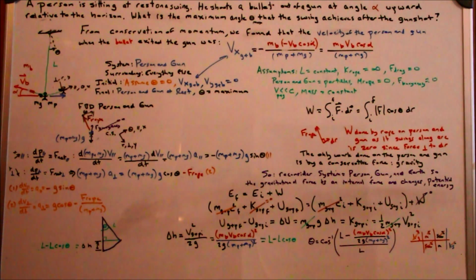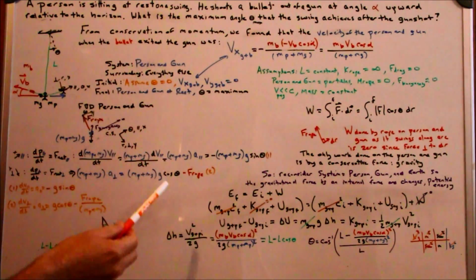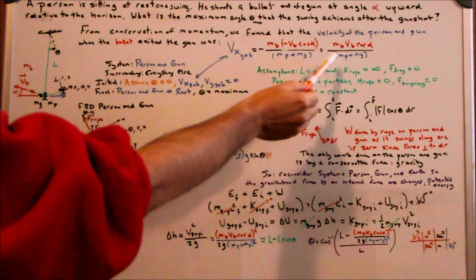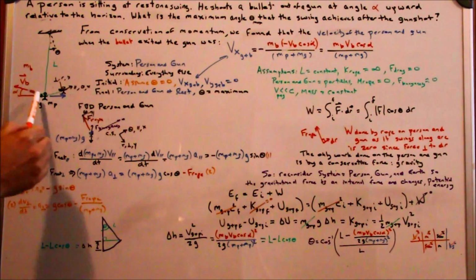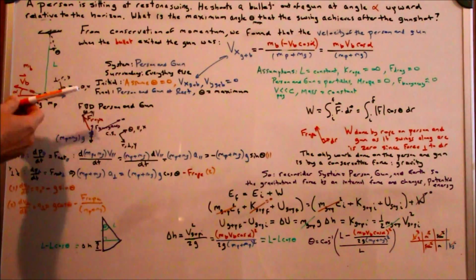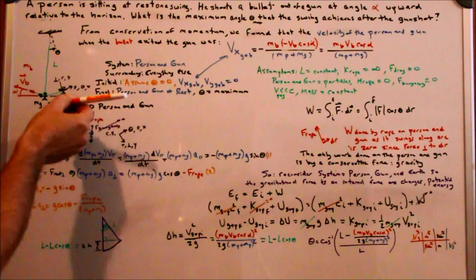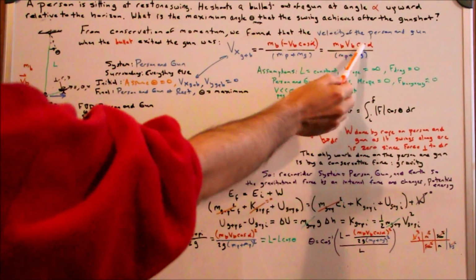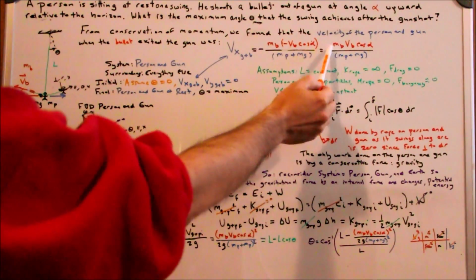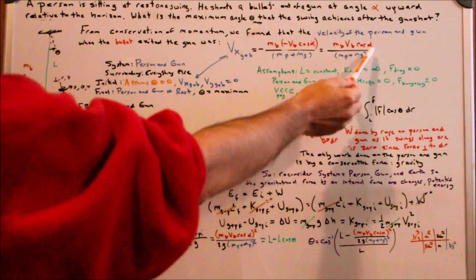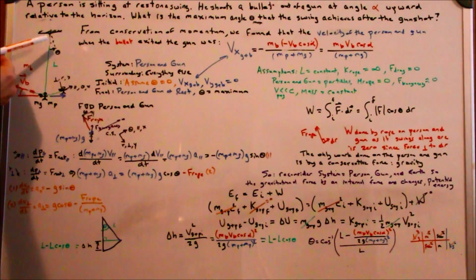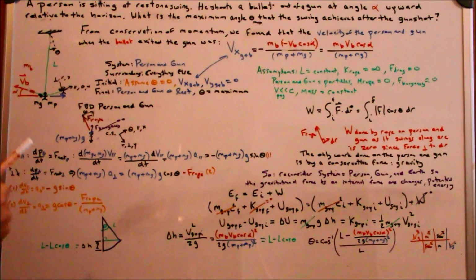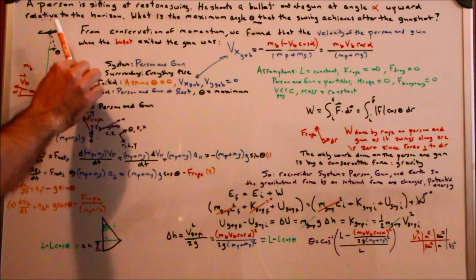So from the first part of the problem, remember we used conservation of momentum to find the velocity of the person with the gun immediately when the bullet exited. It was this term right here. Since we're going to call this direction positive in this part of the problem, by momentum this is the initial velocity when the person and the gun are hanging straight down. Now the problem starts from here, and the question is: how far do they swing?